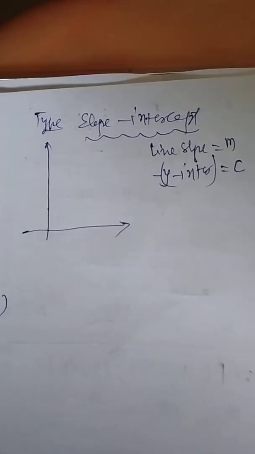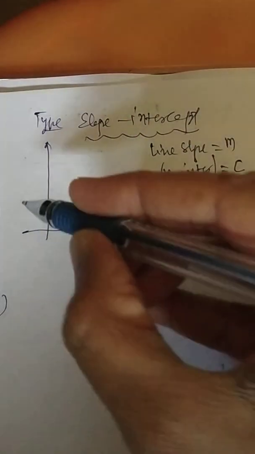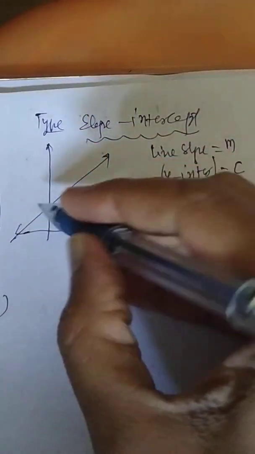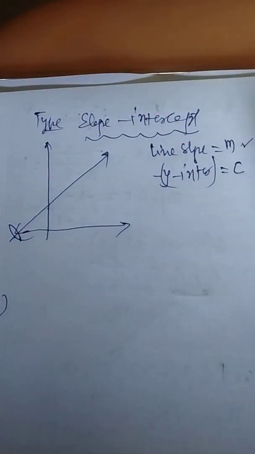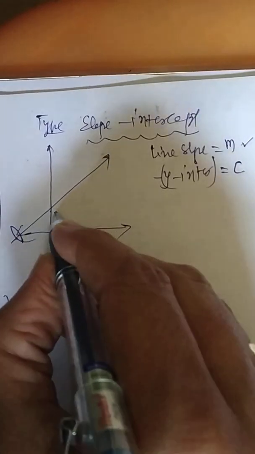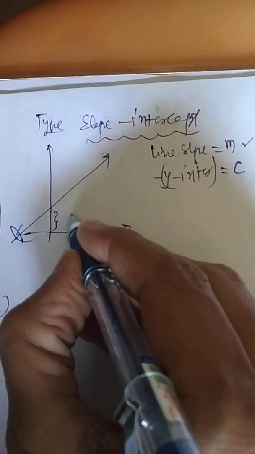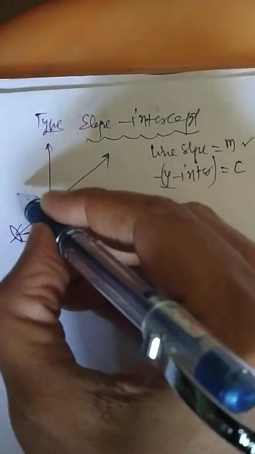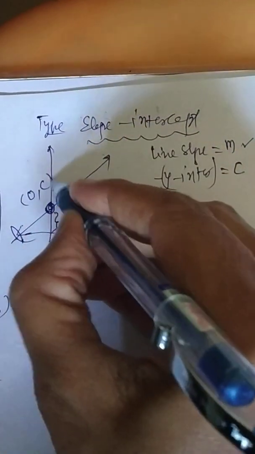What is the meaning of y intercept? See, this is a particular line L whose slope is, say, m. Y intercept means this much part. This is given as c. Can you tell me what will be this point? Correct. It will be 0, comma c.